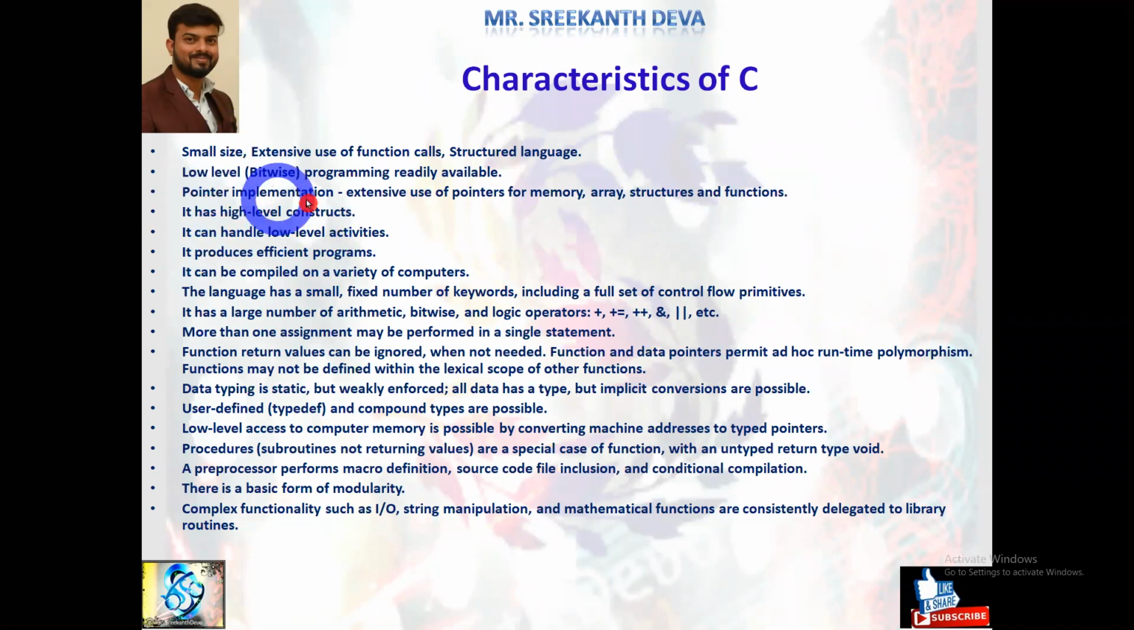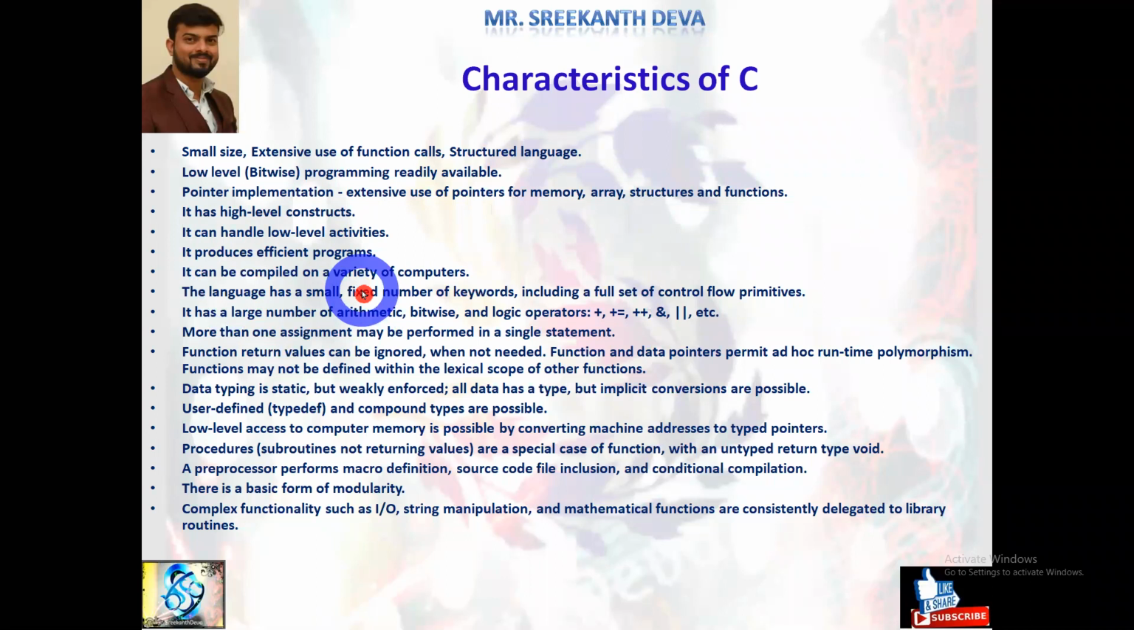C supports what? Pointer implementation. Means using these pointers we can directly interact with the memories. We can allocate the memory and we can deallocate the memory using some memory management functions in the C language. C supports what? Arrays topics, structures, user defined topics like structures, unions, and functions. C has high level constructs. C supports both high level as well as what? Low level. It can handle what? Low level activities. It produces efficient programs.